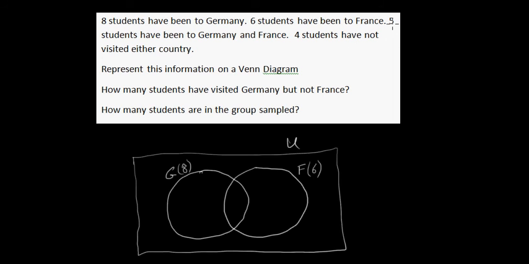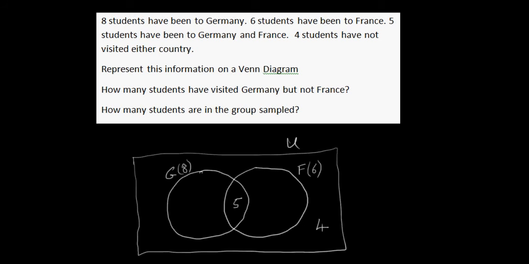Now let's read on. 5 students have been to Germany and France, so the number 5 goes in here. So 5 students have been to both. 4 students have not visited either country, so 4 goes out here. These students have not visited either country.